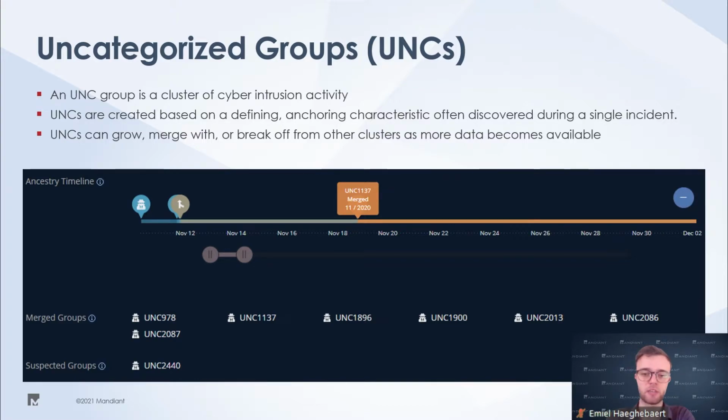So an UNC will typically include observables, right? So adversary infrastructure, tools, and tradecraft, right? And it can grow, merge with, or break off from other clusters as more data becomes available over time.